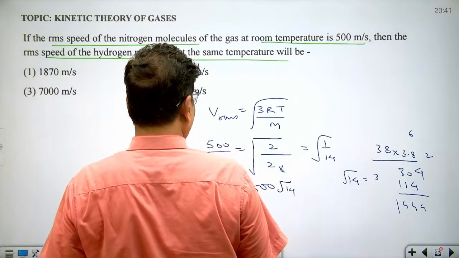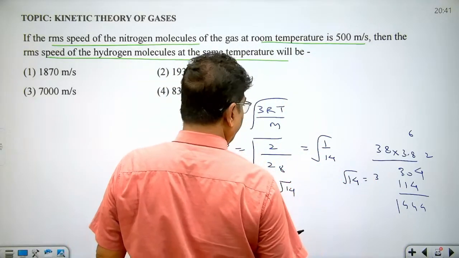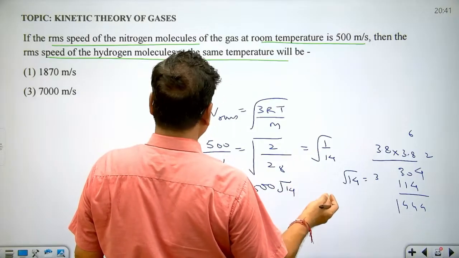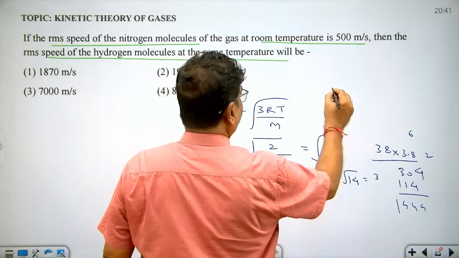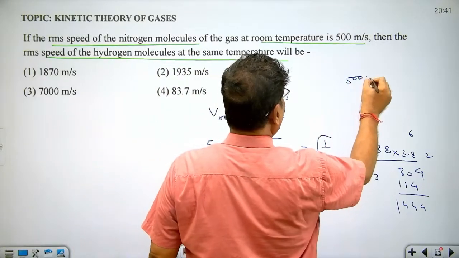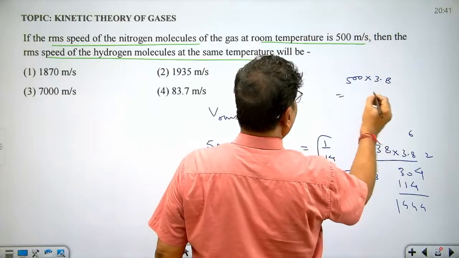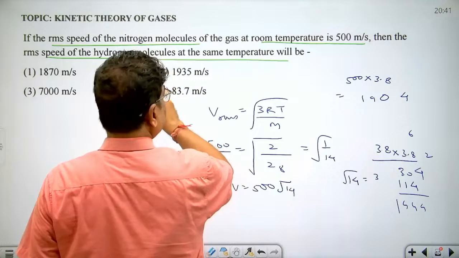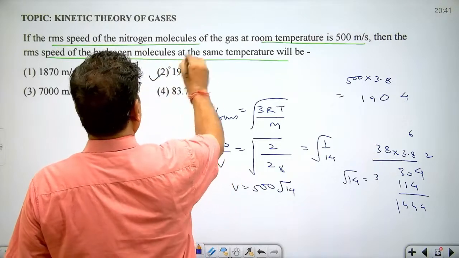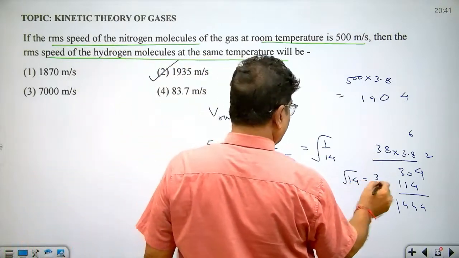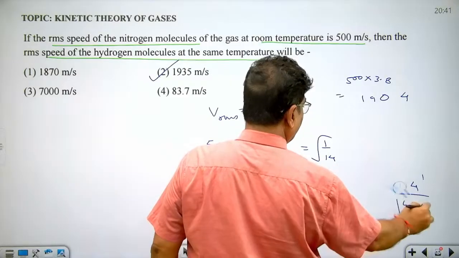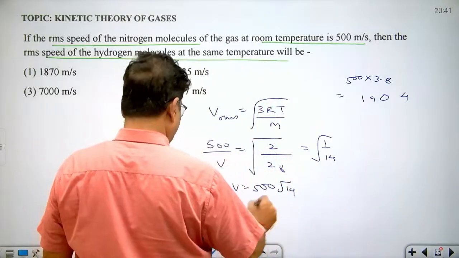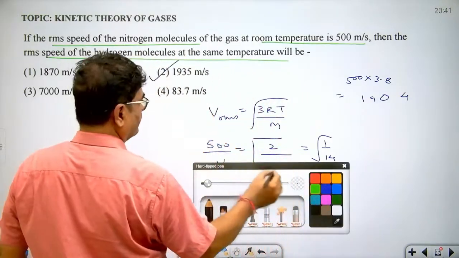If we take 3.8, then 500 into 3.8 means what? Approximately 1900. Okay, so the answer is option second. Option second is the correct answer. So dear student, in our case, the correct answer is option 2.